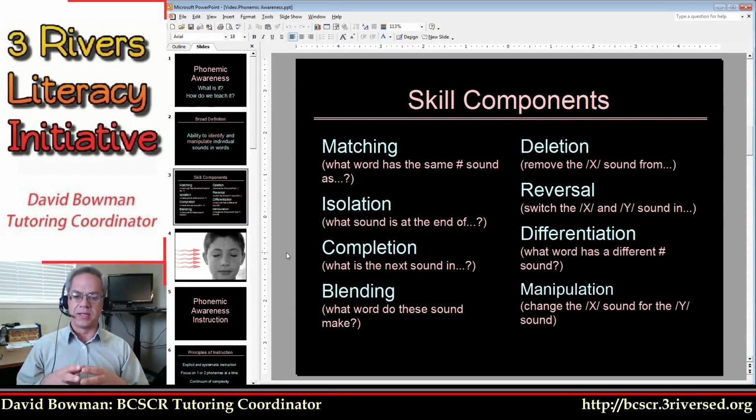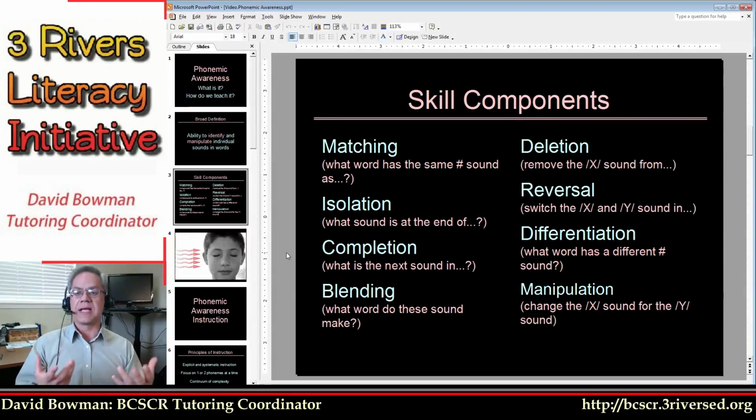So that's phoneme completion. Phoneme blending is the old Sesame Street model basically. I say, what word do you hear from these sounds? Gr, a, f, i, k. And the student would be able to say graphic. Basically, take multiple sounds and blend them together into a single word.